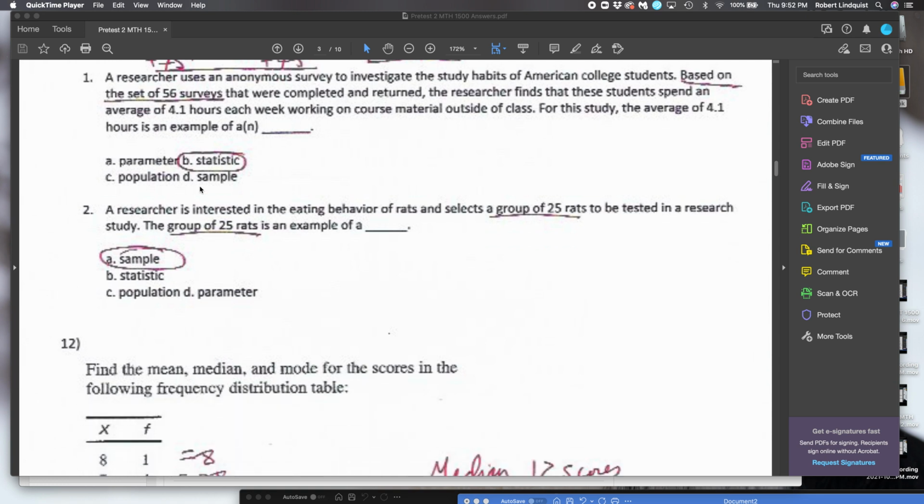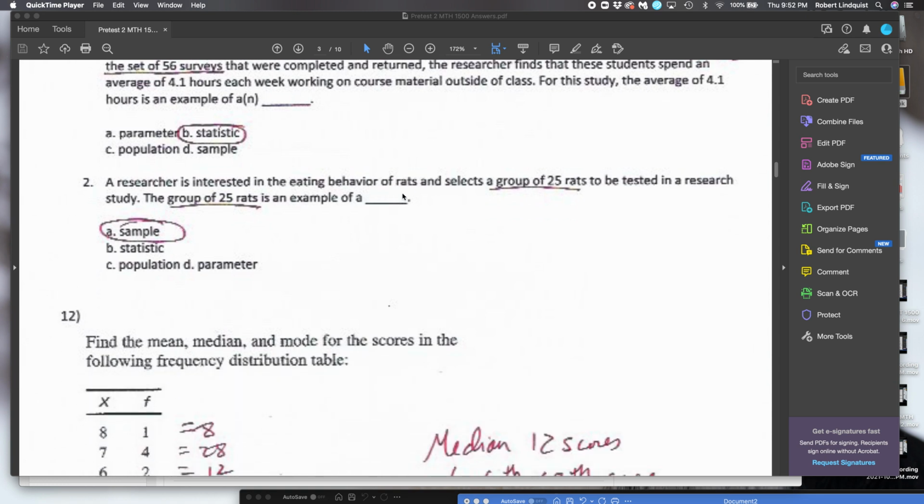Okay? Number 2, a researcher is interested in eating behavior of rats. Why? I do not know. And selects a group of 25 rats to be tested in a research study. The group of 25 rats is an example of, it's a sample. Because he has more than 25 rats, he's selecting a group, which implies that it's a group of the greater population. So that is a sample.